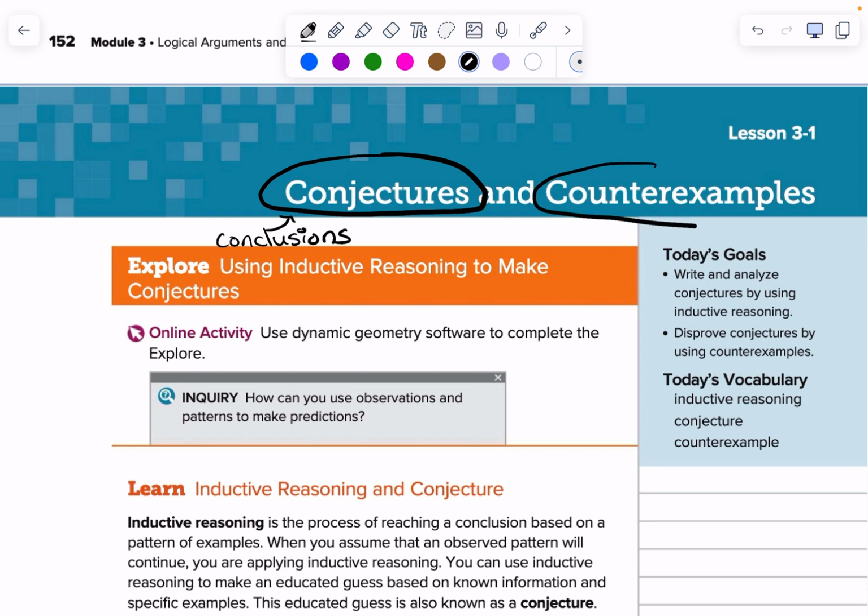A counterexample is an example that counters what it is we're saying, right? A counterexample is something that proves a statement false. An example that proves a statement false.